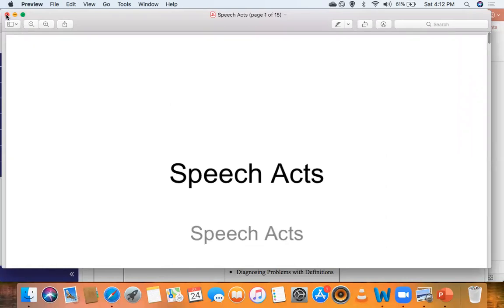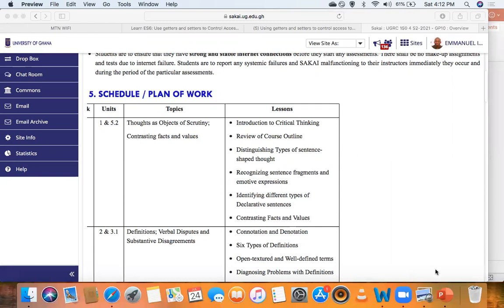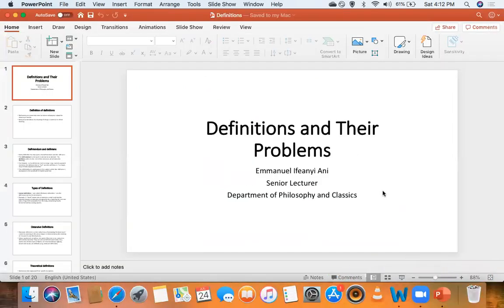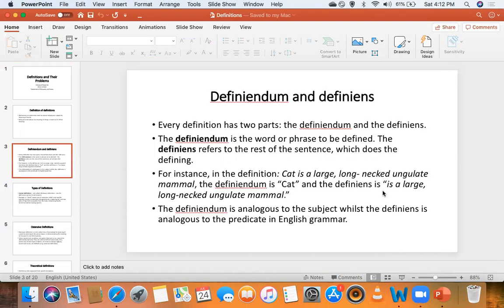So in the second class, we looked at what? Definitions. So let me see if we have definitions here. So definitions, we saw definitions and their problems. First of all, we saw the 2 parts of a sentence in a definition, which are like a subject and a predicate. We say the definiendum is that part of the sentence to be defined, and the definiens is that part of the sentence that does the defining.